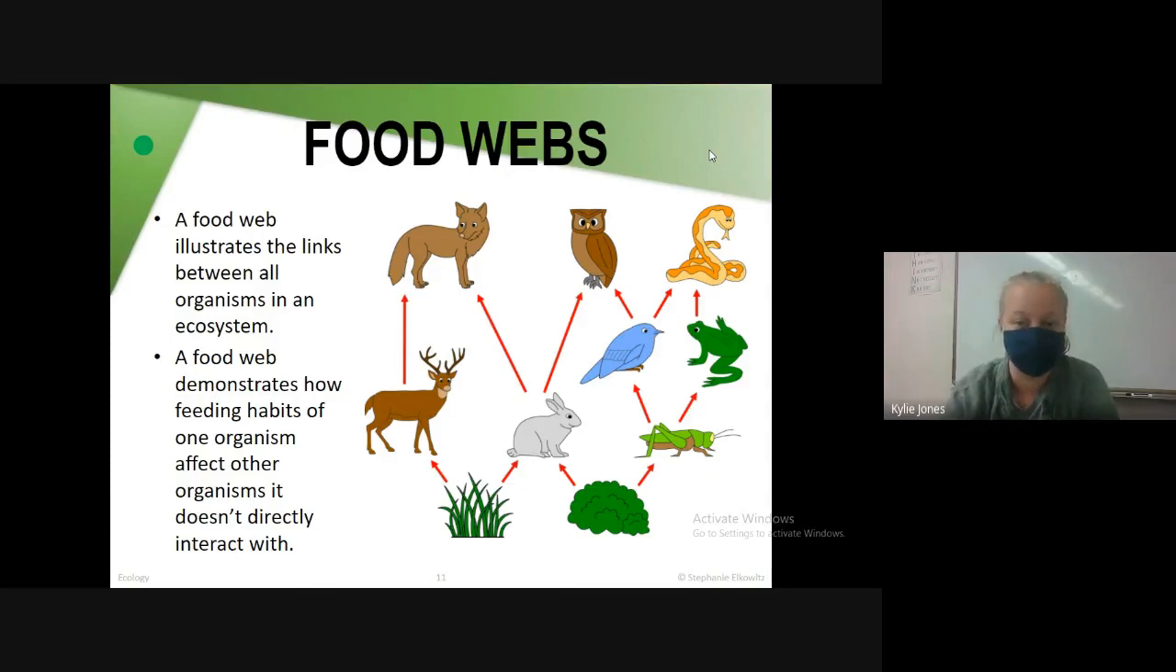Good, it'll eat the frogs, the bird, all kinds of different things. Okay. So that second bullet point says, a food web demonstrates how feeding habits of one organism affect other organisms, even if it doesn't directly interact with it.